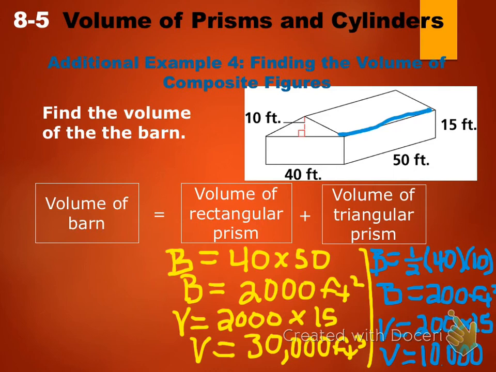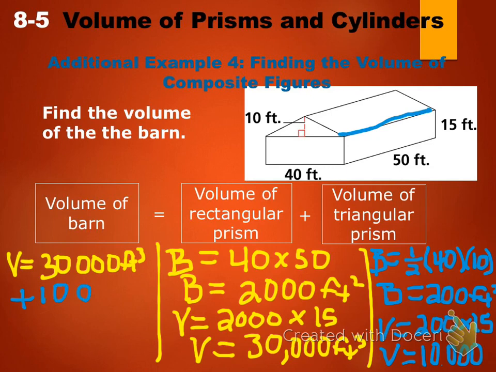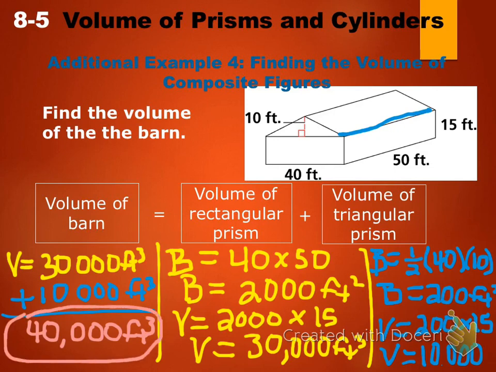So to find the volume of the barn, we're going to first take the volume of the rectangular prism, which was 30,000 cubic feet. And then we are going to add the volume of the triangular prism, which was 10,000 feet cubed. When we add those together, we would get 40,000 feet cubed. That's going to be our answer there. The volume of the barn is going to be 40,000 cubic feet.